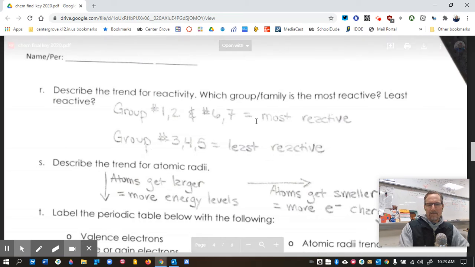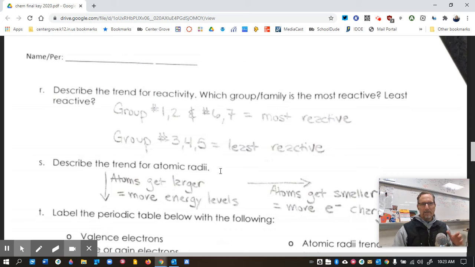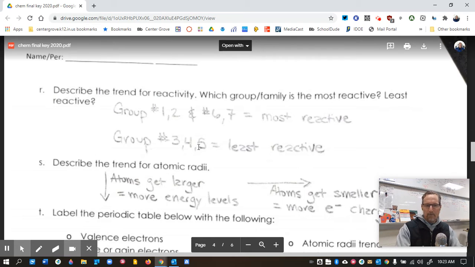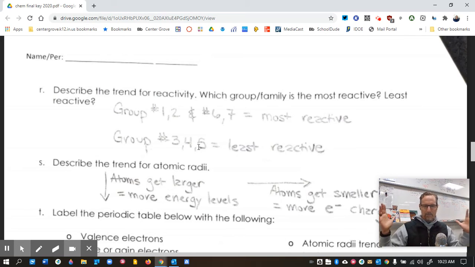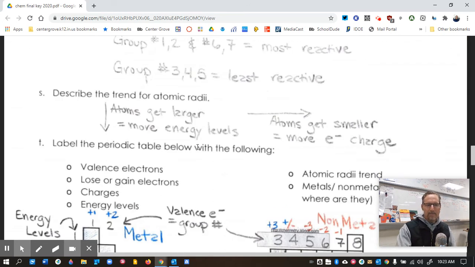So let's talk about reactivity. Remember when we talked about the different families in the periodic table, the families that are most reactive are the ones that are out on the edges. So groups 1 and 2 are very reactive. 6 and 7 are very reactive. Those are the most reactive. The ones that are least reactive are the ones inside the periodic table. So groups 3 and 4 are not as reactive as those on the outside. As you get closer to the center, those are the least reactive.